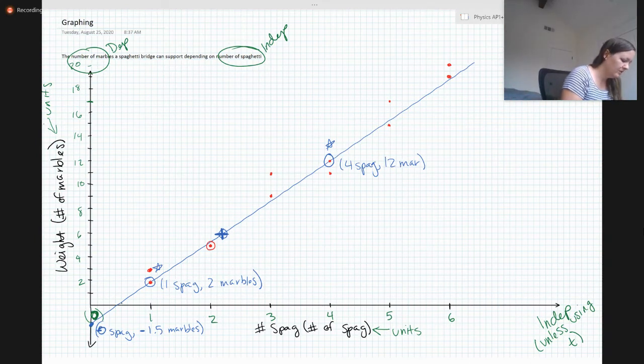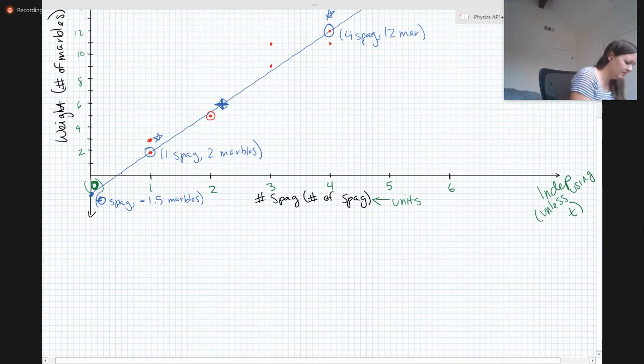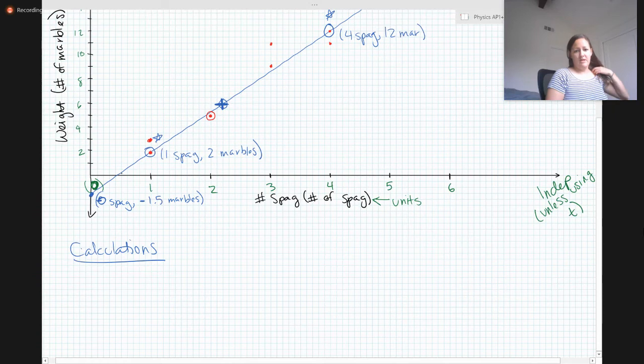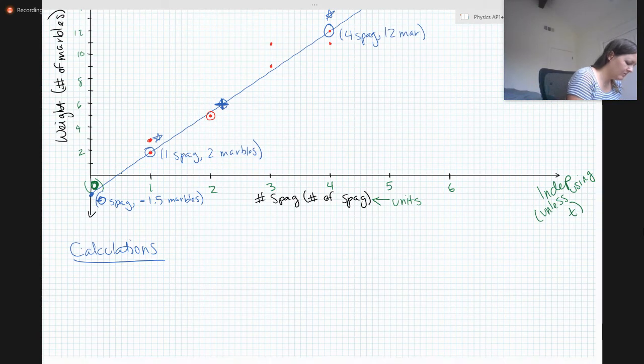So we're going to use 1, 2 and 4, 12. Let's bring that down here for our calculations page. Often in a lab report, this will be on a separate page, but for continuity, I'm going to do it right here. We are going to use our y equals mx plus b format.